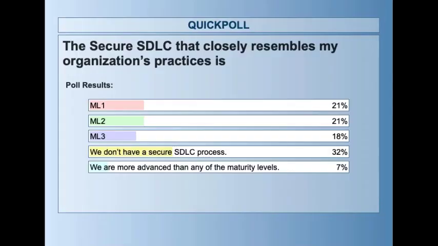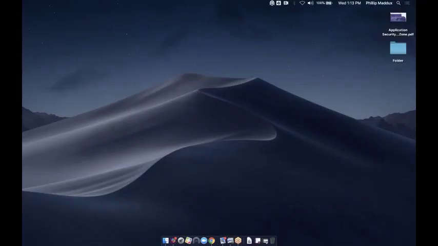And here are the results from that poll. Okay, great. So 21% at ML1 and ML2, 21% as well. ML3, right around the same number. A little bit surprising that there's 32% that don't have a secure SDLC process. And I'm an AppSec head, so that's why I say it's surprising. It might be surprising for me, but perhaps across the board it shouldn't be. And then 7% with a more advanced process, and that's awesome. So that's good to see. Cool, thank you.